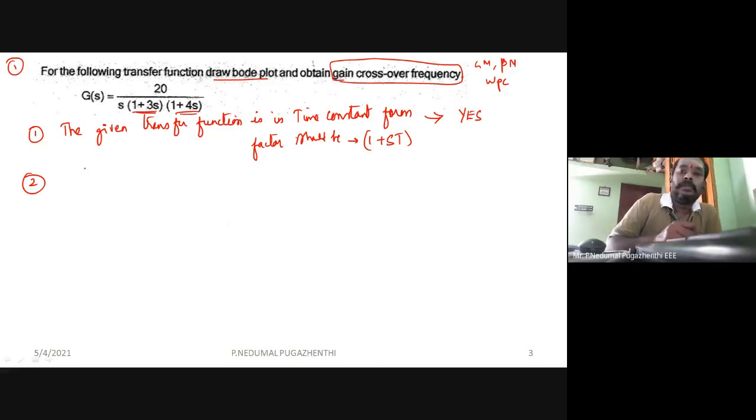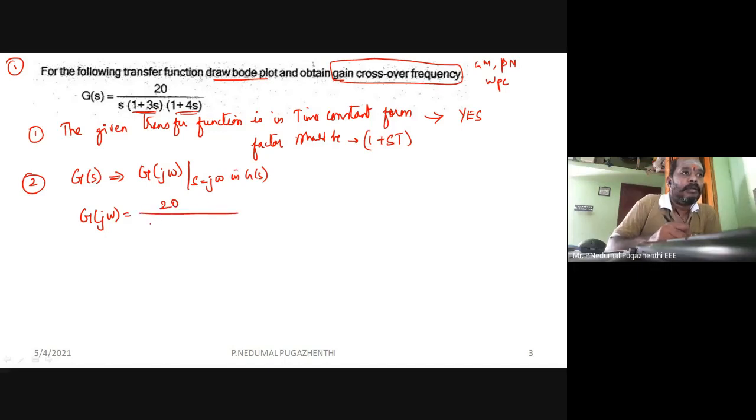What is your second step? Can anybody say? Your G of s has to be converted into G of j omega by putting s equal to j omega in G of s. So I will get G of j omega equal to 20 divided by j omega into 1 plus 3 j omega into 1 plus 4 j omega.